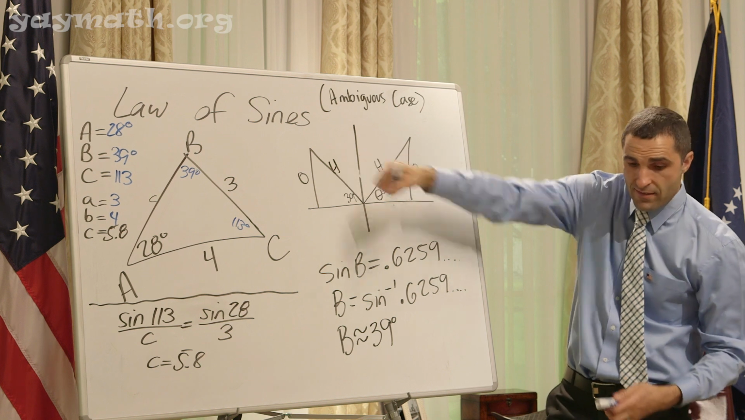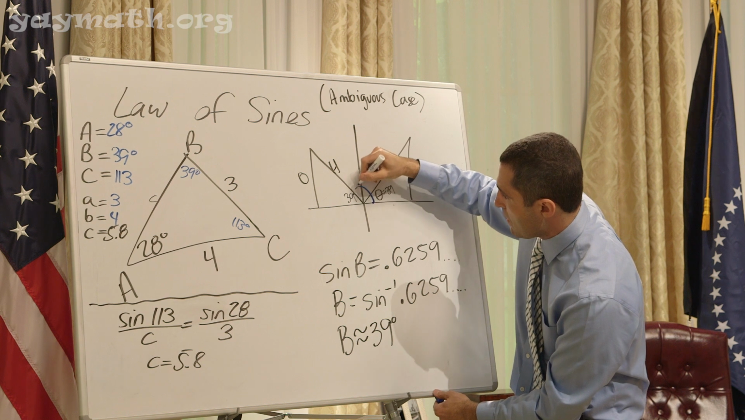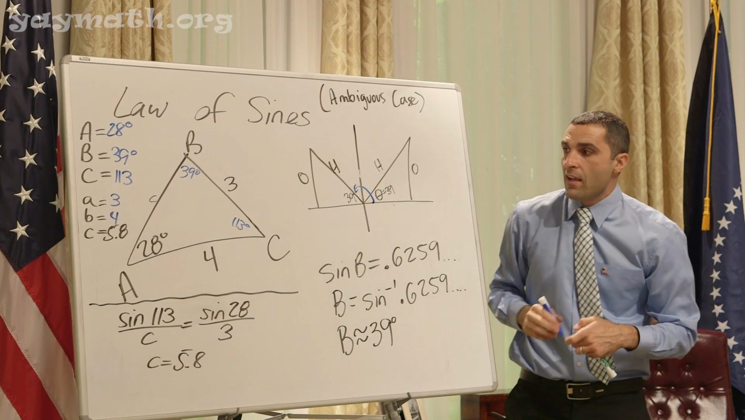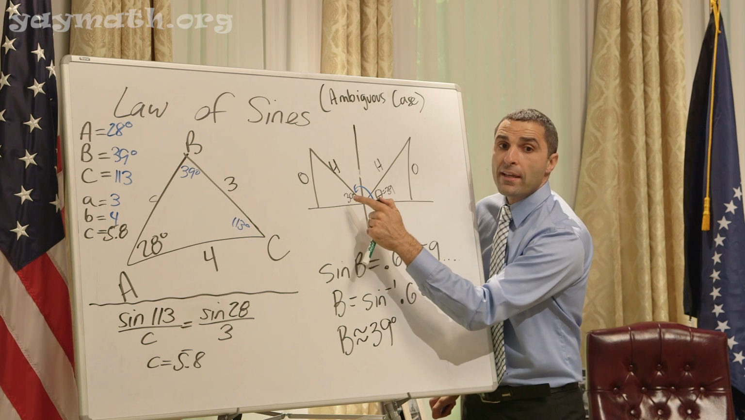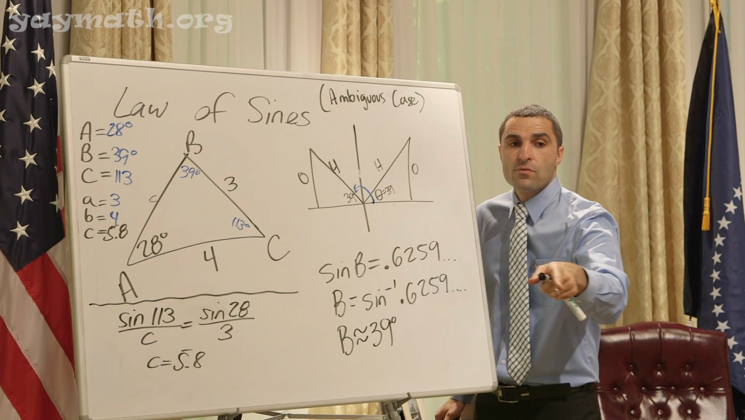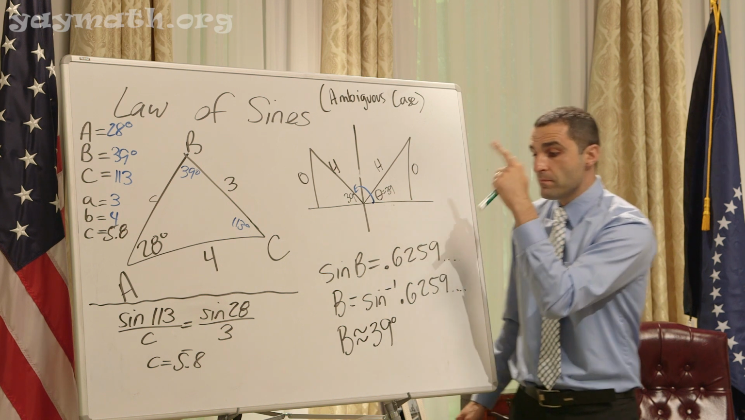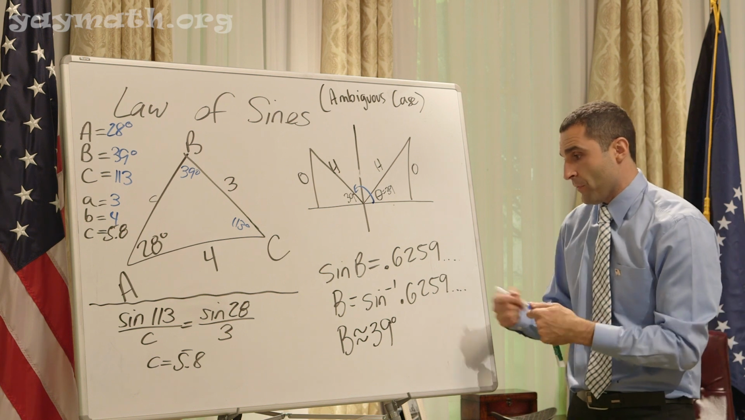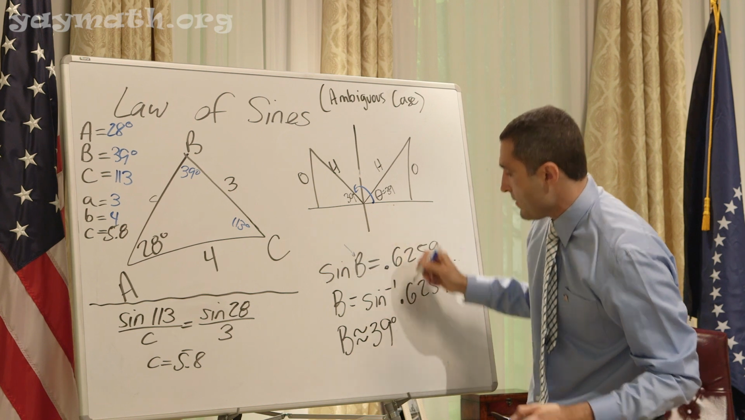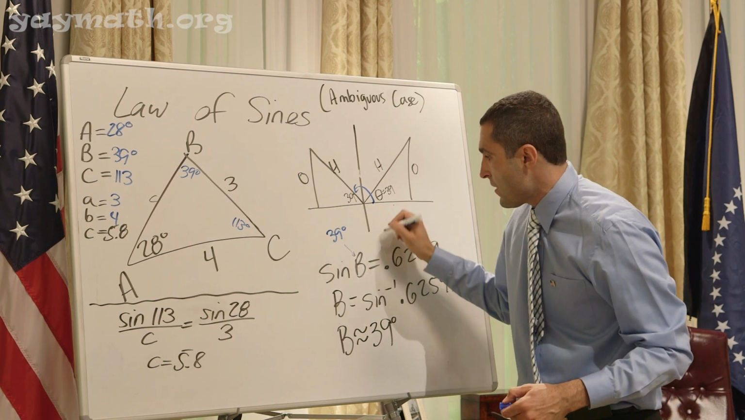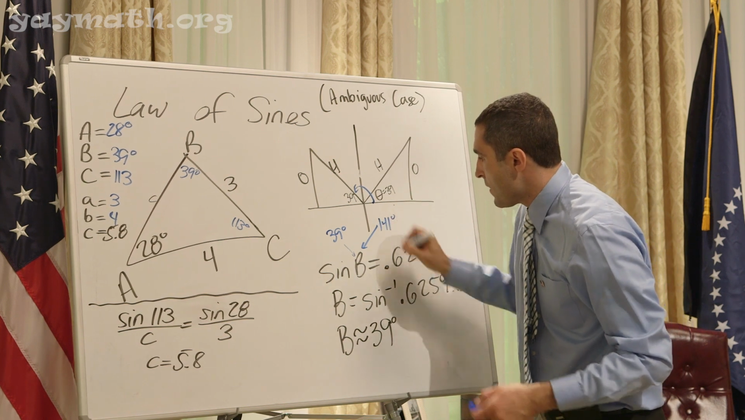So 39 in quadrant 2 is really what total angle? It's 39 away from 180. How would you get it? 180 minus 39, which is 141. So it turns out that B could either be 39 degrees or it could be 141.